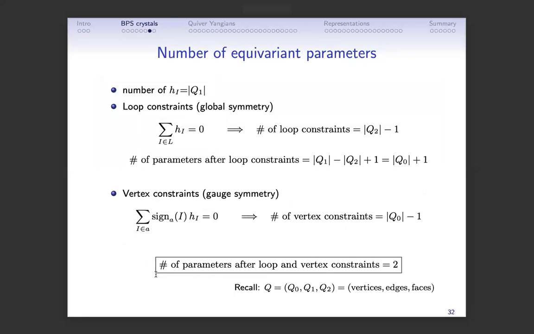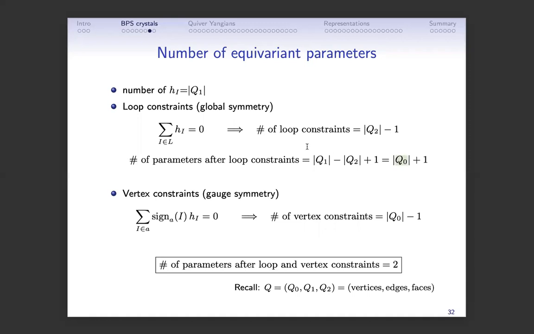You can also count how many independent equivariant parameters there are. To start with, for each arrow in your quiver, there's one parameter. As we mentioned already, there's this loop constraint. The number of the loops is given by the number of phases in your periodic quiver, minus 1. And then you get the number of independent parameters after imposing the loop constraint.